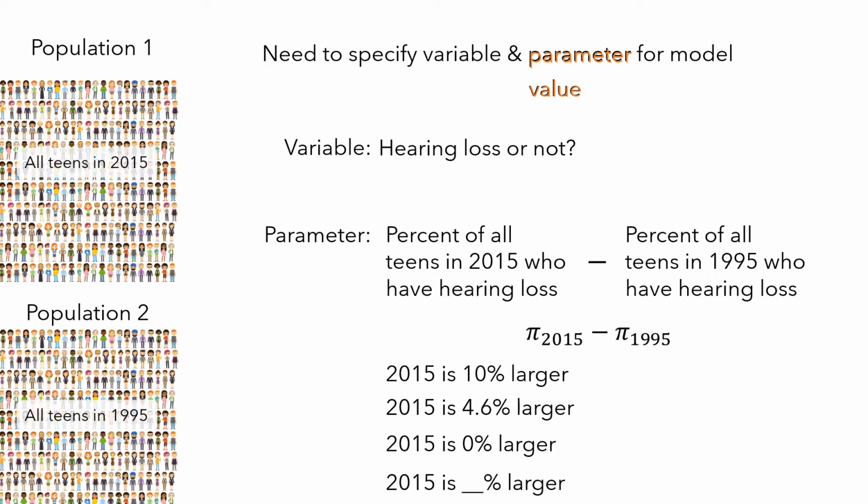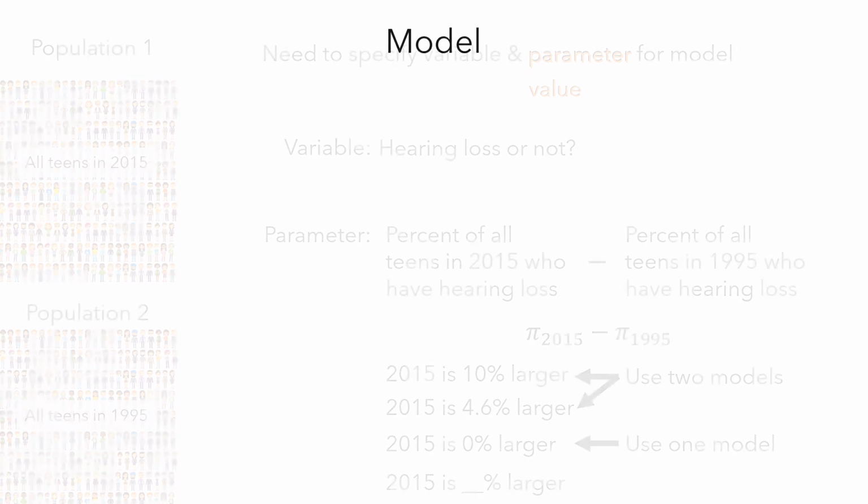Now, there are two ways to go here. If we use the idea that there is no difference between the percentages, then we could use a single model. And the other options would require us to use two models. We'll look at examples of both options. First, let's look at a model for a 4.6% difference. Pause the video and think about how you could model a difference of exactly 4.6%.